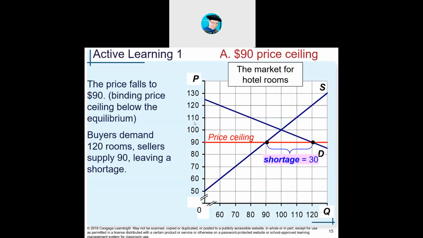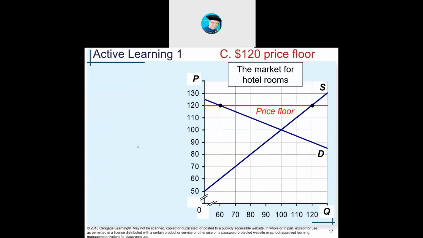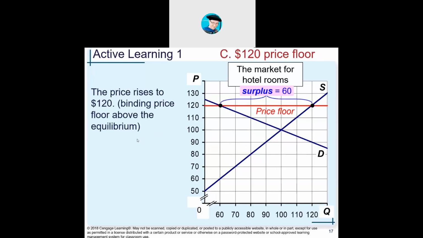Price ceiling, if I have it at 90, causes a shortage of 30 units. How do we find 30? It's the difference between 120 on the demand curve and the 90 on the supply curve along the line of the price ceiling, yes? If it was a price floor at 90, everything above would be surplus. And of course, if there was a price floor at 120, I would have a surplus of 60. How do we get 60? It's 120 minus the 60 equals 60, right? So that would be my surplus.